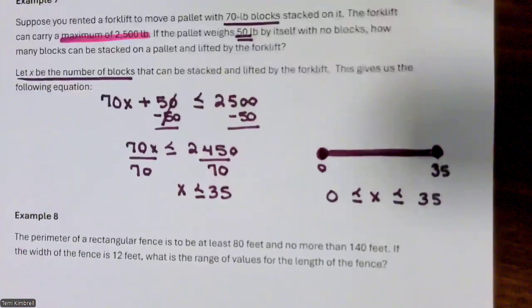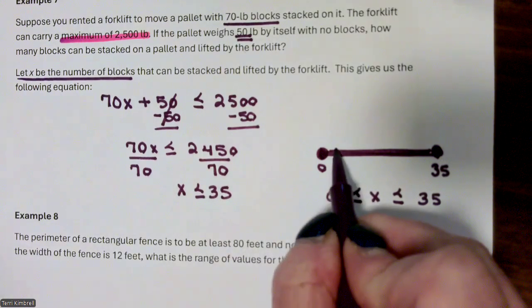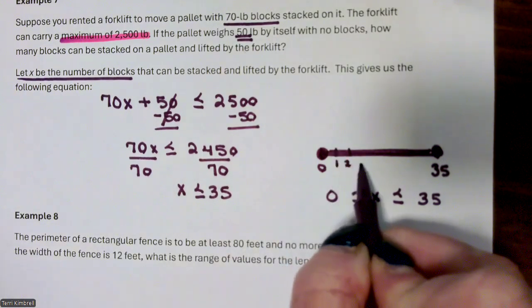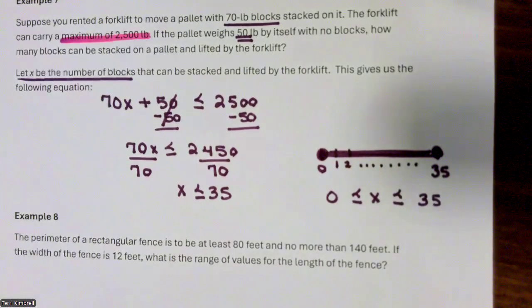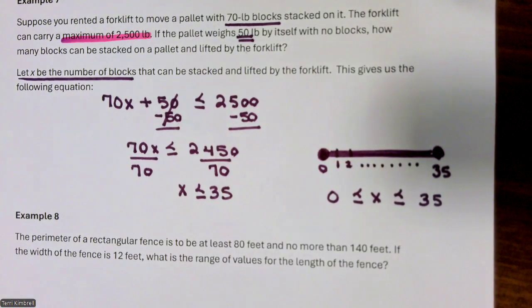So when you're thinking about anything in the middle, you wouldn't go past 35 blocks. You could have like 1, 2, and so forth, all the way to 35. It would have to be a whole number, okay? Because the blocks are in wholes.